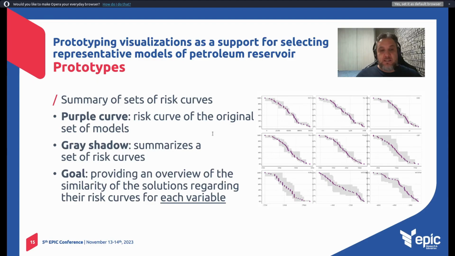This summarization is represented by this gray shadow, while the set of original models is represented by the purple dots. This visualization will help the user check the variation of the set of models represented by the selected solution around the set of original models, and identify whether the selected solutions are close or show heavy variation when compared to the original models.